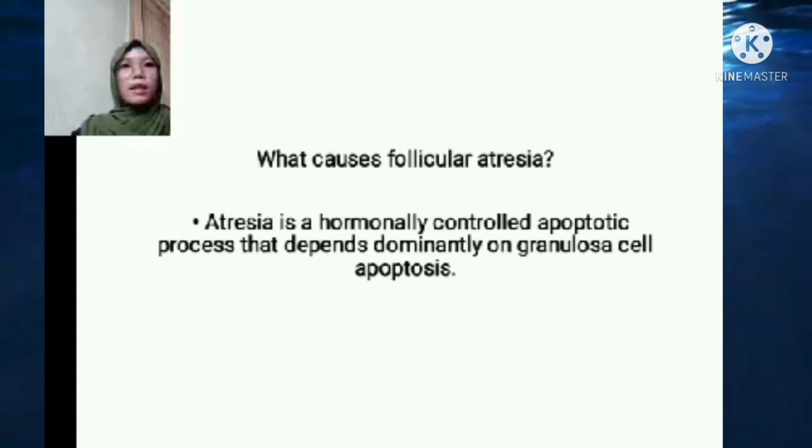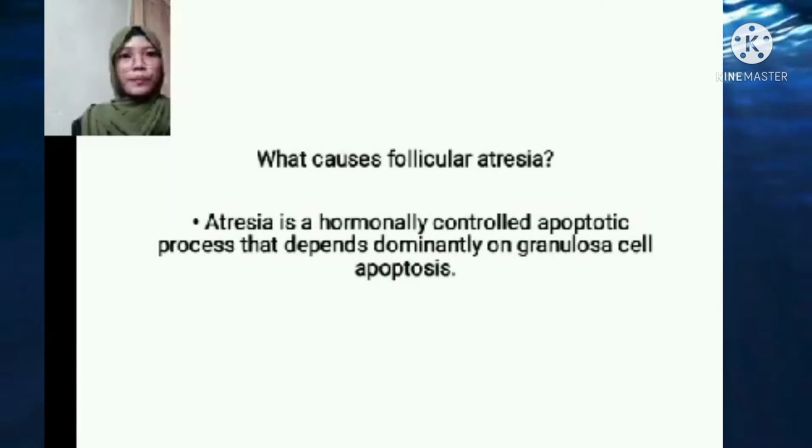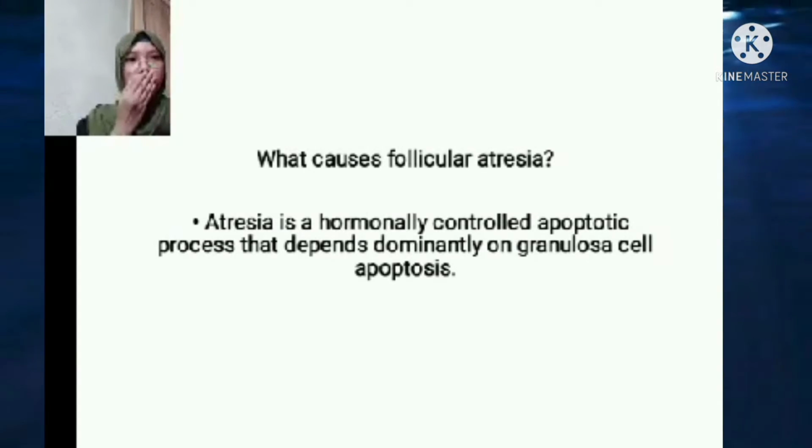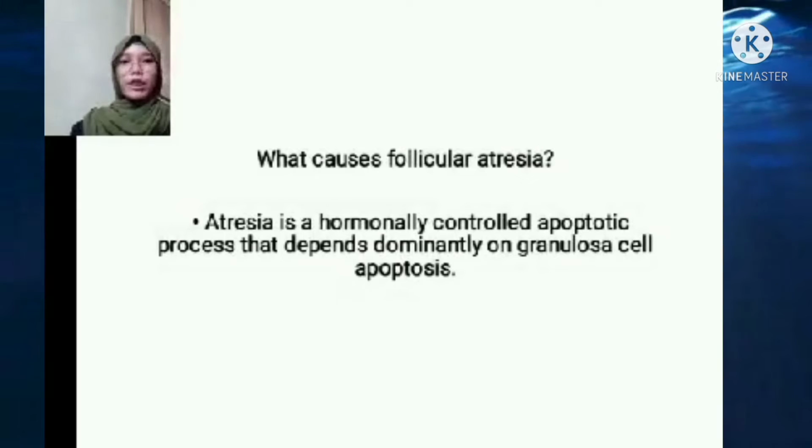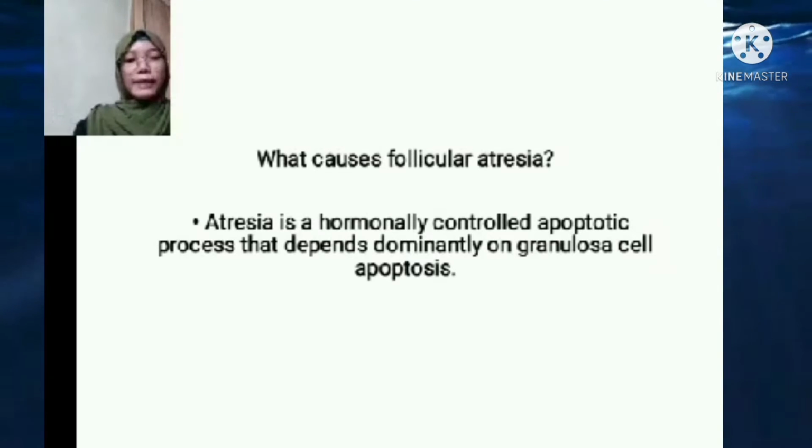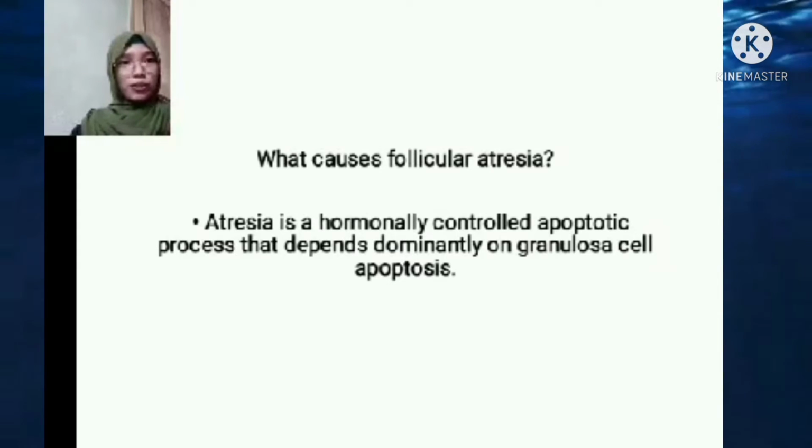So what causes follicular atresia? Atresia is a hormonally controlled apoptotic process that depends dominantly on granulosa cell apoptosis. Meaning follicular atresia is inhibited by follicle stimulating hormone, or the FSH, which promotes follicle development. And once the follicle has developed, it secretes estrogen, which in high levels decreases secretions of follicle stimulating hormone, or the FSH.